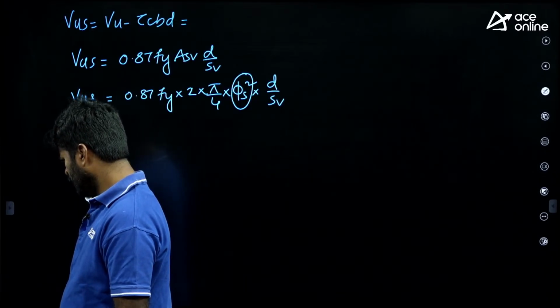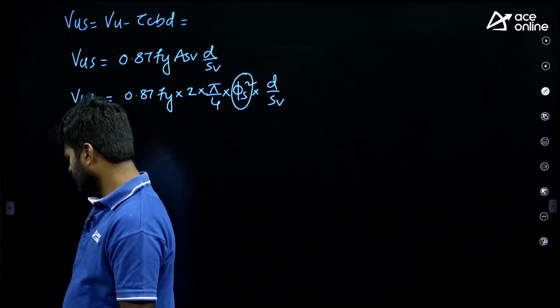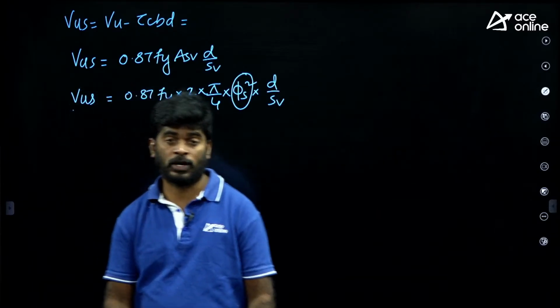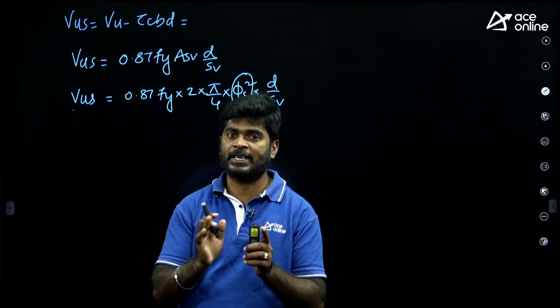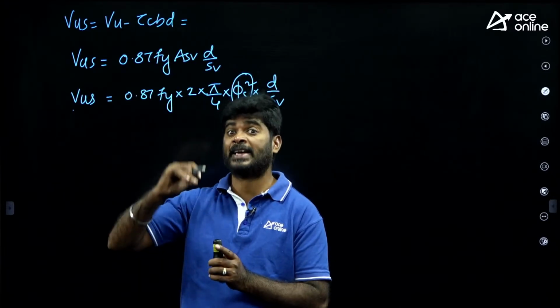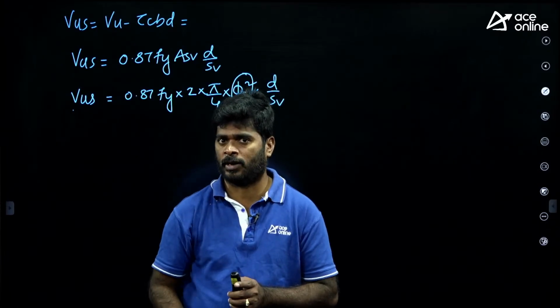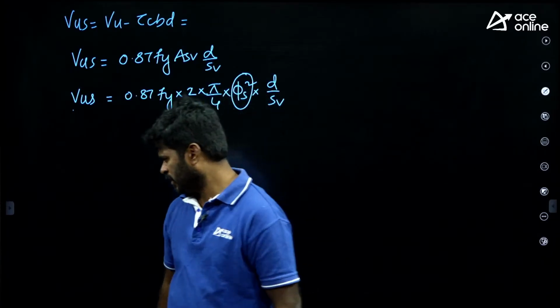One question, Akhil: tau UC same as tau C max? No, these two are not same. Tau C different, tau C max different. Tau C is the design shear strength. Tau C max is the maximum allowable shear stress in concrete. These two are not same, right?